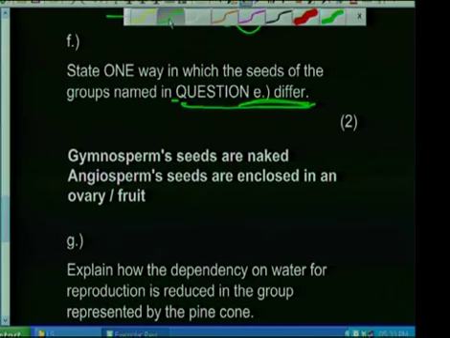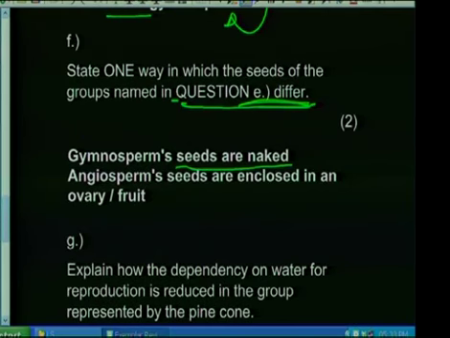Gymnosperms, the seeds are naked. Now, hey, don't get me wrong. We're not teaching you the wrong stuff here. Naked doesn't mean naked the way you're looking at it. You're already undressing somebody in your mind. No. Naked in this case means that the seed is not covered in another structure.